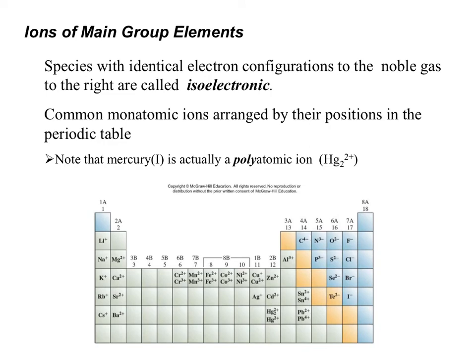Species with identical electron configurations to the noble gas to the right are called isoelectronic. If we look at this periodic table shown at the bottom of the slide, these are common monatomic ions arranged by their positions in the periodic table. You will notice common trends in the charges. I do not recommend you memorize them, but be familiar with the concept, and hopefully you can figure out why they have the charges that they do. We'll go into more detail about the transition metals, which are not as trendy as the rest.